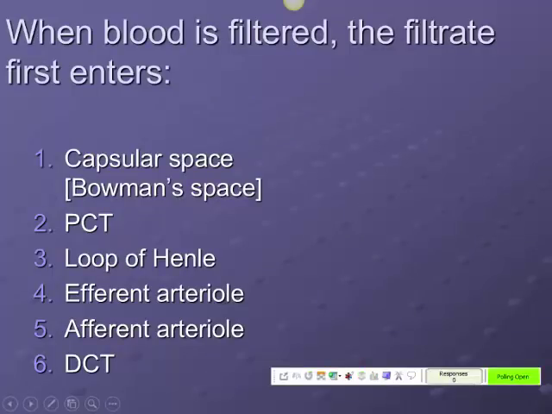So let's review this. Where does the filtrate first enter? So you really have to bring your anatomy and physiology together now. If you saw that video, I described it earlier as well. So where does filtrate first enter?